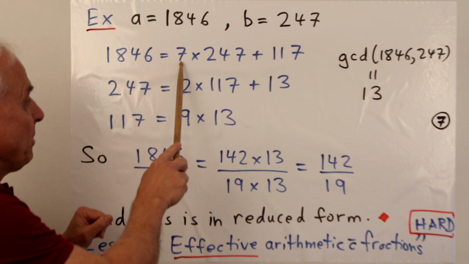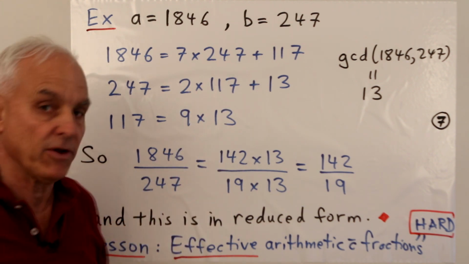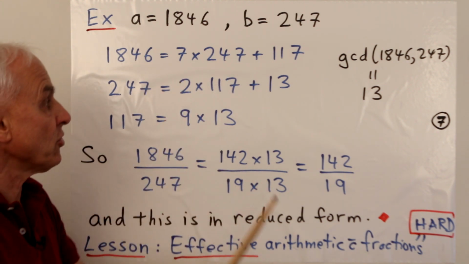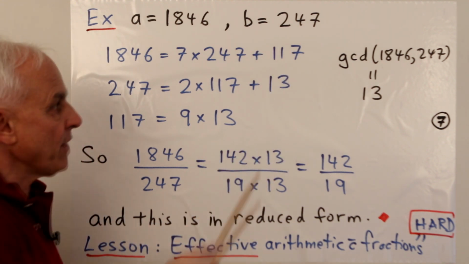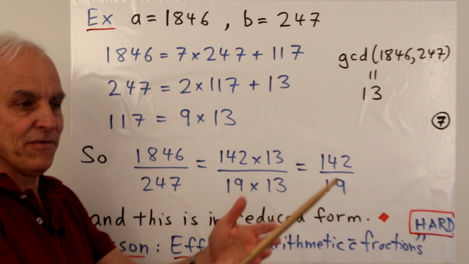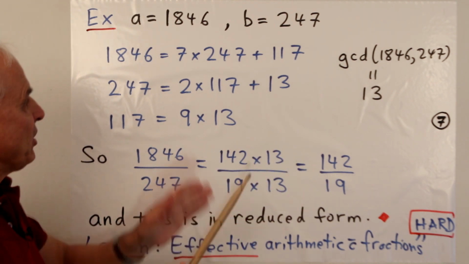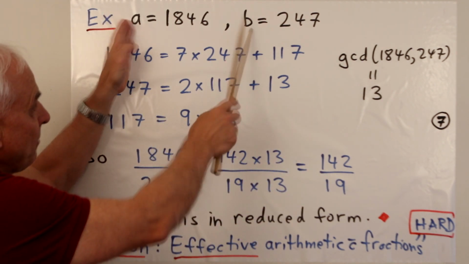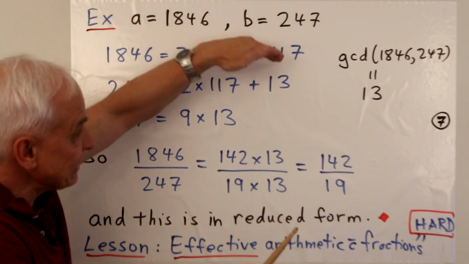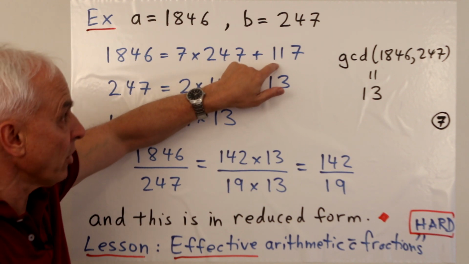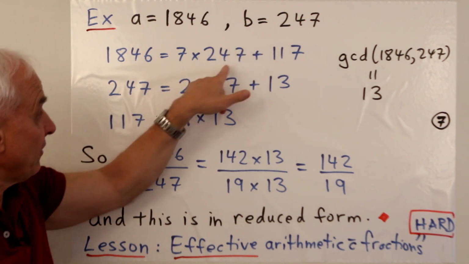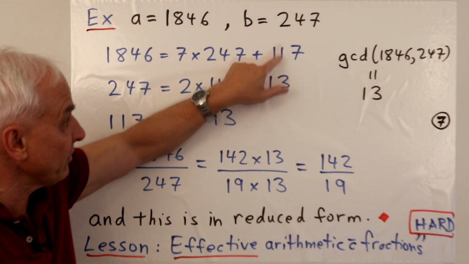1,846 turns out to be 7 times 247 plus a remainder of 117. So that's like the C in the first example. Now we shift from thinking about A and B to thinking about B and C. So we divide b with c. C is smaller than b because it's a remainder after you've divided by 247. So this is definitely smaller than that.